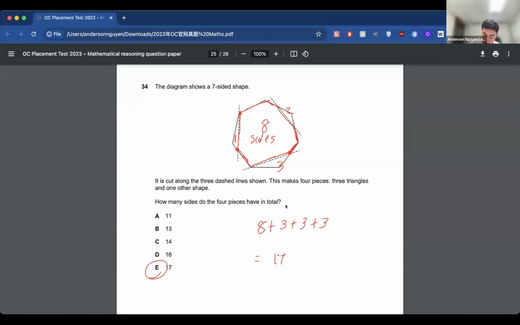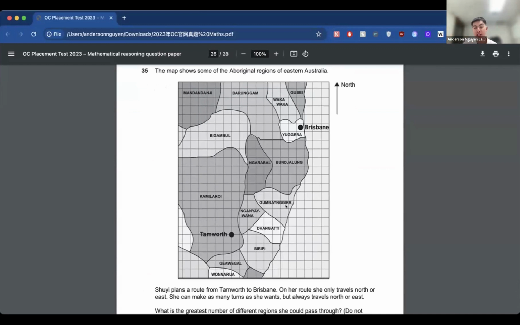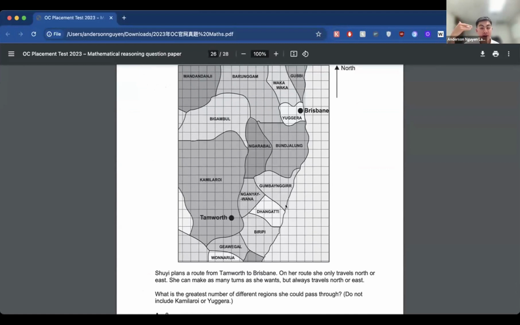And finally, to wrap things up, we have question 35. Now for 35, there's a map, there's directions, but there's no calculations involved. Instead, they want us to find the greatest number of regions we could pass through from Tamworth to Brisbane, but only moving north and east, right? Now, the trick with this question is, since you want to cover more regions, the space they move should be smaller and smaller and smaller. So therefore, each region that they pass through, you want to pick the really small ones, because the smaller those regions are, the more regions you have to cross, right?